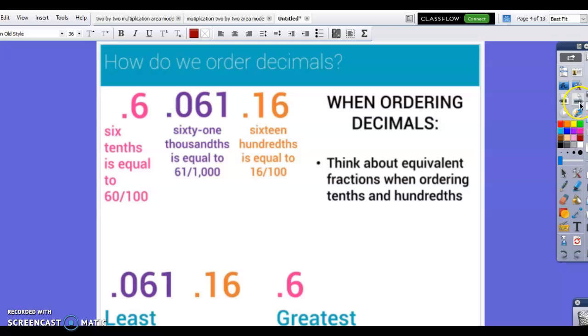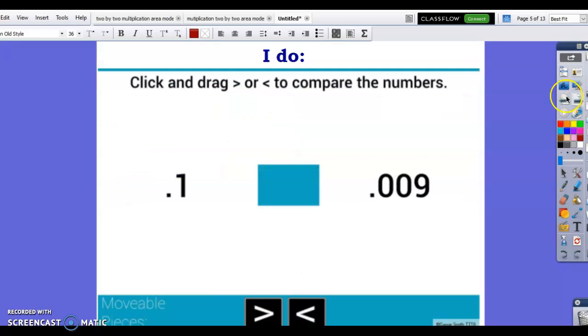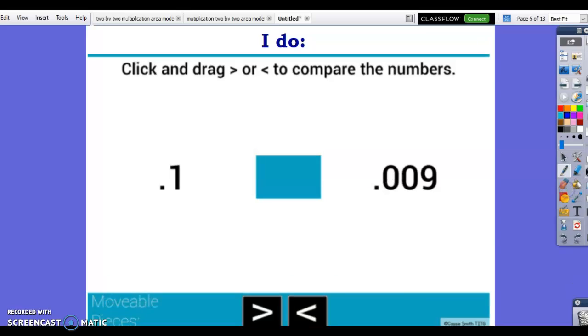Okay, here we go with some practice. We're going to first start with comparing. So it says to click and drag. When you get to your actual point of working on these assignments, you're going to click and drag the movable greater than, less than into the sign. But with me, you are just going to be following through as I walk through the examples.